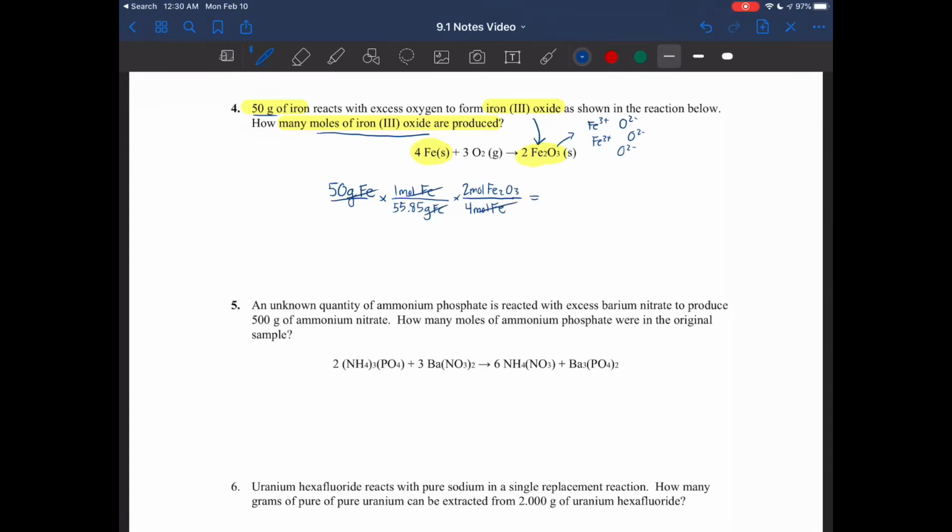Okay, so finish calculating this. That is going to be 50 divided by 55.85 times 2 divided by 4. And then we should get our moles of our iron 3 oxide, which is about 0.4 moles of Fe2O3.